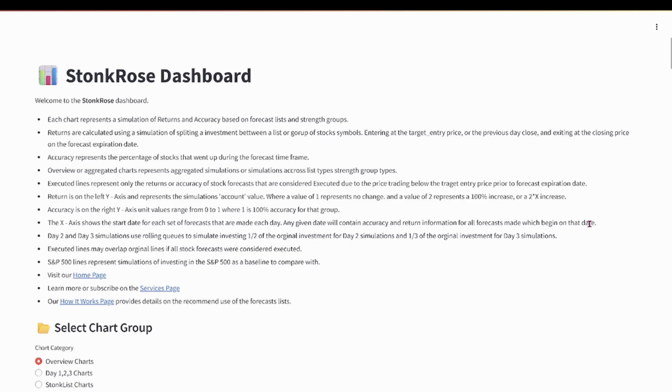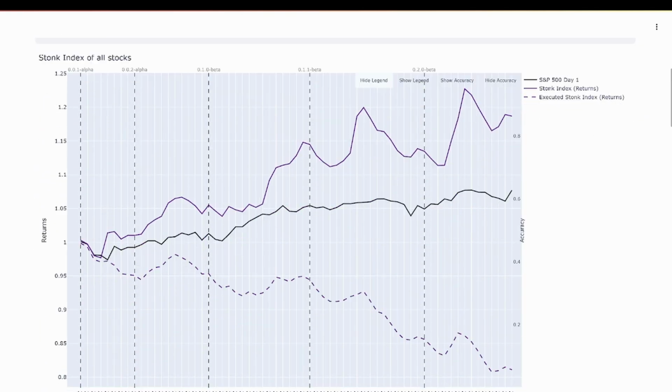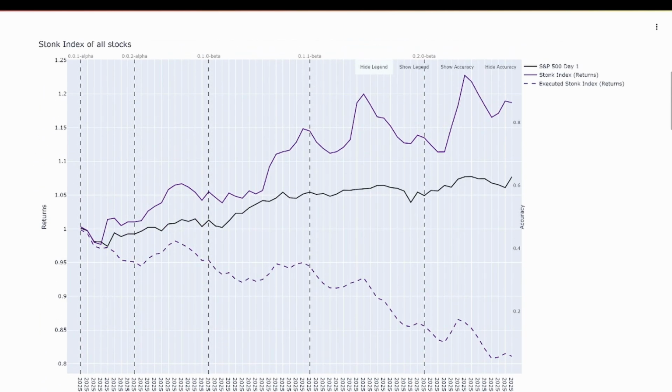Now let's look at the dashboard, where the real story of StonkRose plays out. The first chart we'll look at is the Stonk Index. It's a collection of all the stocks in each of the lists, a simulation of investing across all forecast lists, and strength groups and time frames. Here you can see 3 lines. The normal line, which represents all stocks in the forecast lists, the executed line, which represents stocks that traded below their target entry price, and the S&P 500 baseline.